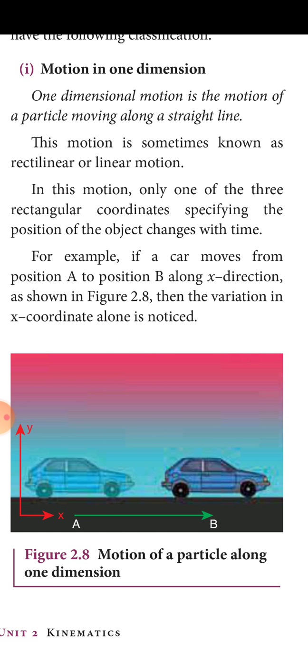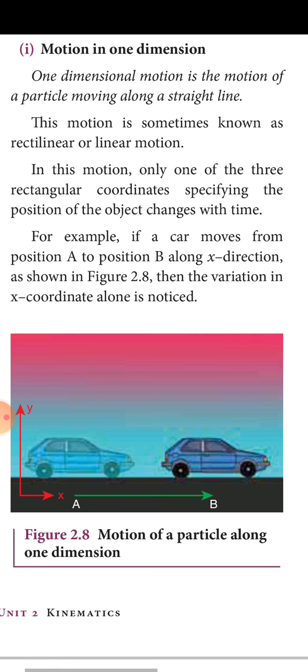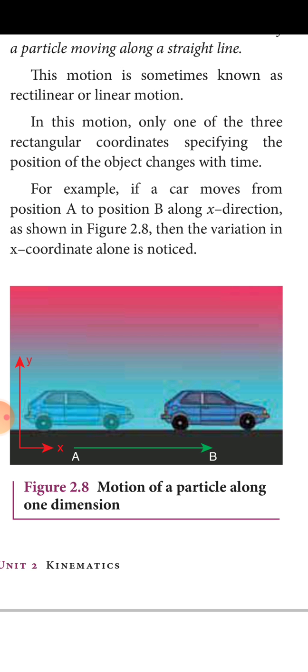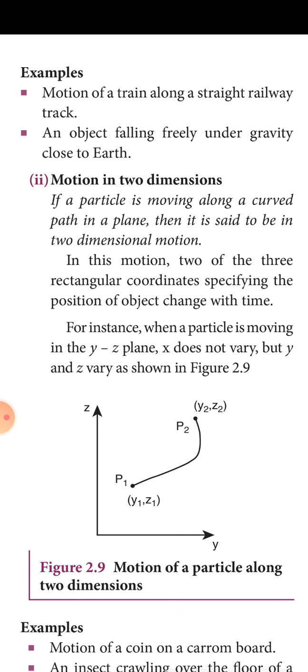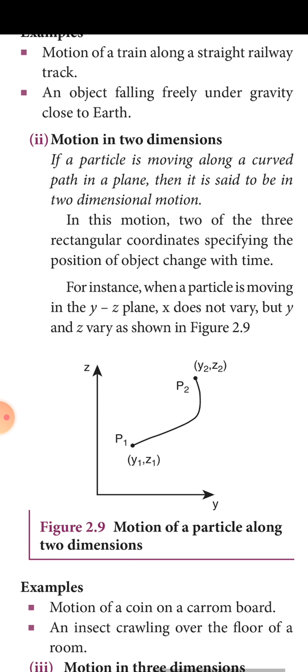One-dimensional motion is the motion of a particle moving along a straight line. The motion is sometimes known as rectilinear or linear motion. For example, a car moves from a position A to B along the x direction, shown in the x coordinate only. For example, the movement of a train along a straight rail track. In the second one, an object falling freely under gravity close to the earth.